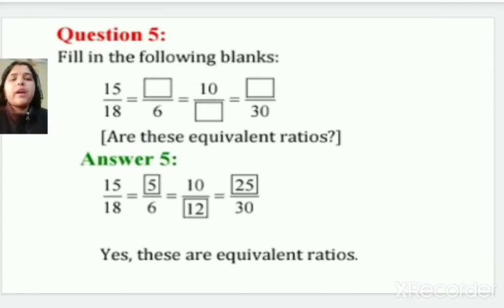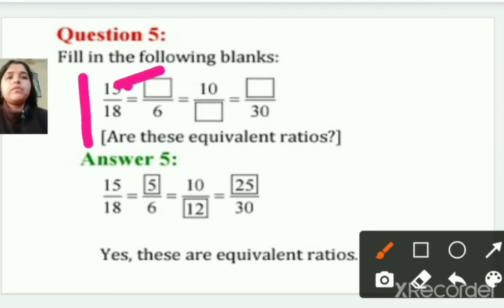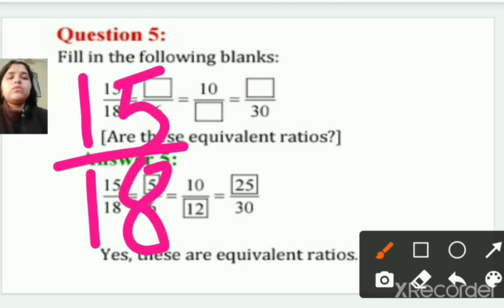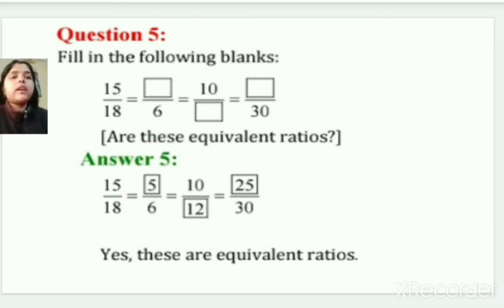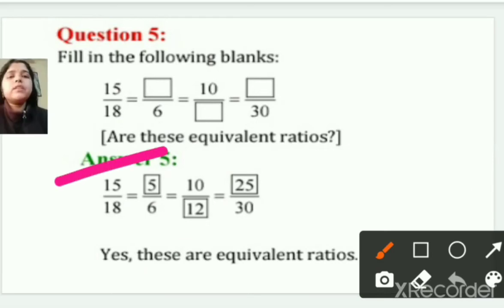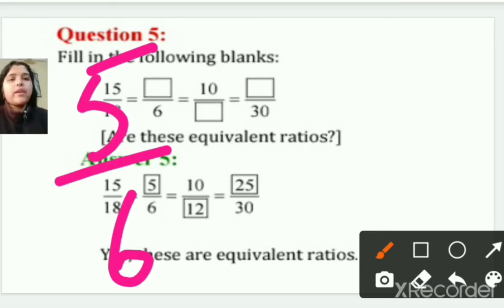Question number 5 we have, fill in the blanks. Okay, we have first part 15 by 18. So we have to find, are these equivalent ratios? Yes, we have to observe that. So how will we do this? Yes, first one we are having 15 by 18. So 3 fives are 15 and 3 sixes are 18. It means it should come 5 by 6, right? Yes. So let us see the second one. It is already given 6 and what should come here? Yes, here should come 5. So first box we are having 5 by 6.